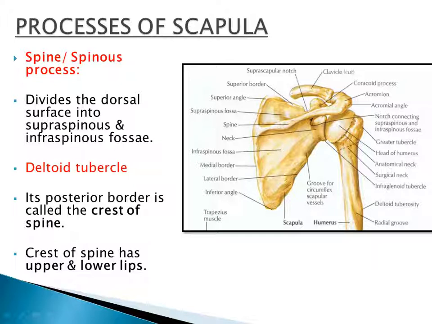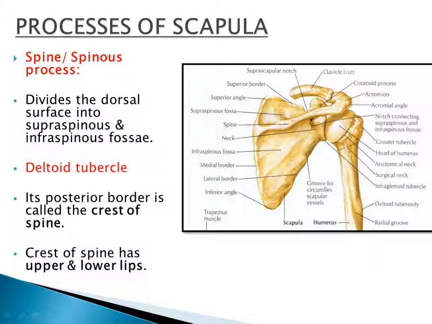So we said till now we have learned the angles, we have learned the borders, and we have learned the two surfaces. Now it's the time to learn the processes. So the scapula has how many processes? It has 3 processes: spinous process, coracoid process, acromion process. The first process that we will discuss right now is the spinous process. It divides the dorsal surface into a supraspinous and infraspinous fossa.